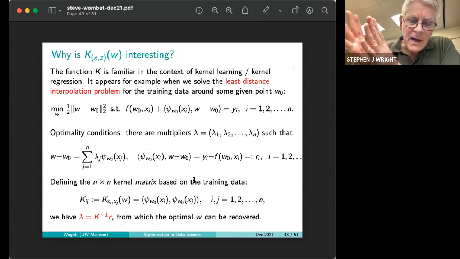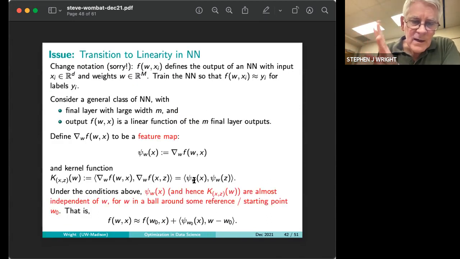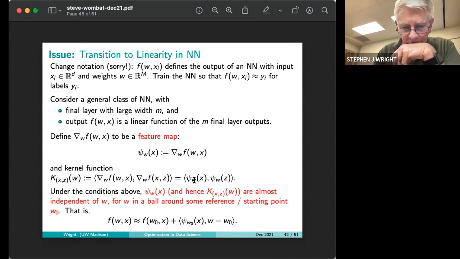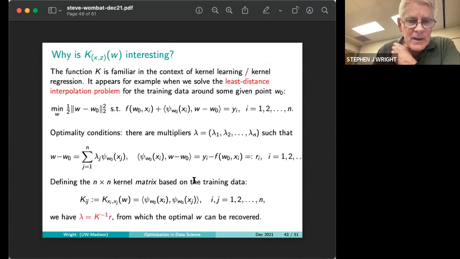Now, this is only a partial explanation of why neural nets are so effective, because it's very specific to this case of a wide neural net with a linear final layer. It doesn't generalize to ResNets and all those other things. But at the moment, all we have are partial explanations. So, it's a very interesting attempt at an explanation.